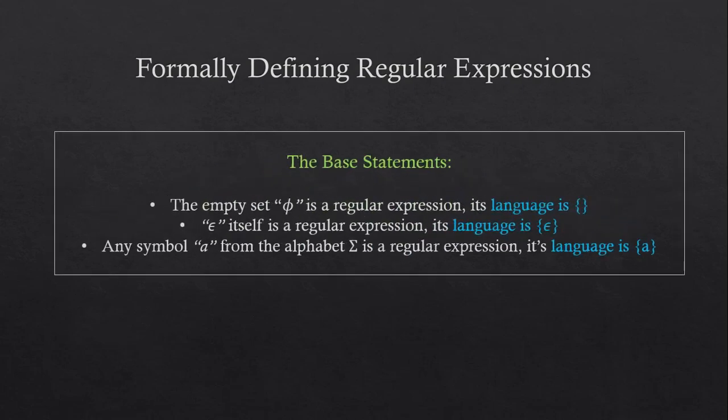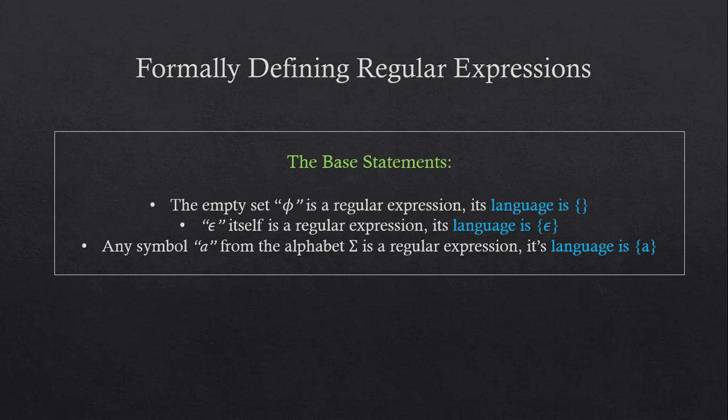So here are our base statements. The first statement says that the empty set itself is a regular expression. So if the empty set is an expression, what are the strings that match this expression? The answer is, no string in the whole wide world will match the empty set. So the language of this set is obviously empty. There is nothing in it. The second statement says epsilon, the empty string, is a regular expression. And we know that the only string that matches this expression is the empty string itself. So the language of the empty string contains only the empty string.